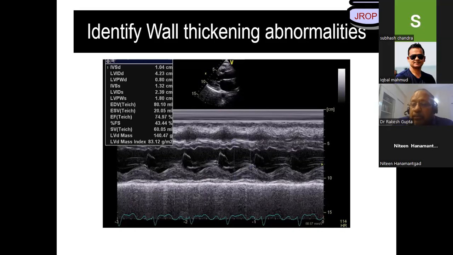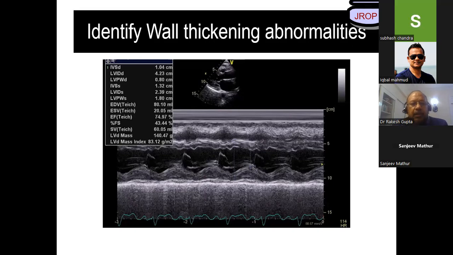Sir, is there hypokinesia? There is no hypokinesia. Sir, it's some paradoxical septum. We only see a paradoxical septum. We did not see any wall thickening abnormalities. So is it MI or no MI? Sir, maybe MI in acute LBBB? The patient has symptoms and presents with LBBB, so it is MI equivalent?